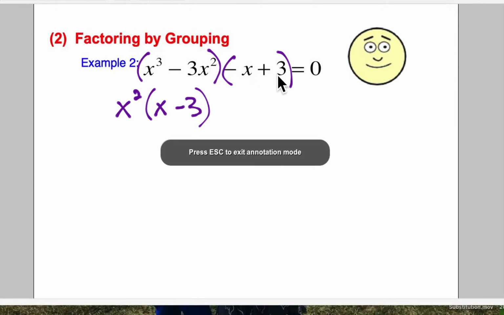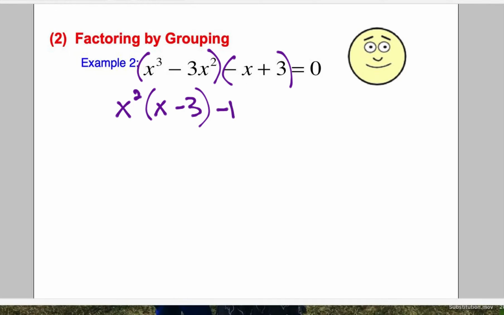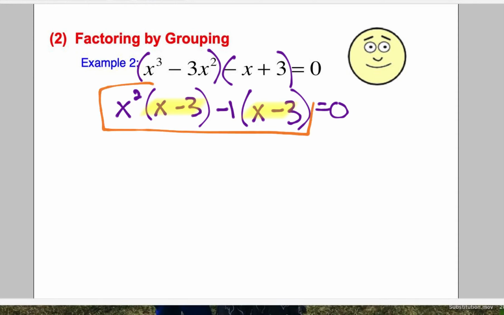So if I look at negative x and positive 3, I can factor out a negative 1. And that would leave me with x, and then the plus 3 would turn into a minus 3 because I factored out a negative sign, and then equals 0. And so what I notice about this is that this and this is the exact same thing, which means factoring by grouping is going to work, right? So eventually, you could pull out these x minus 3s into the front. Think of this whole thing as a GCF problem, right?